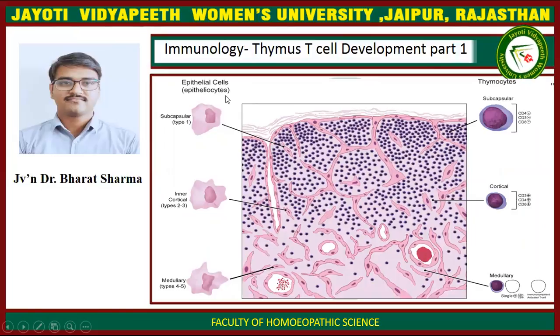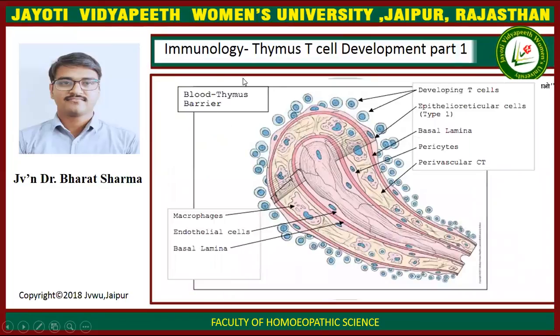This is a microscopic diagram of epithelial cells. Here you can see too many neutrophils. There is a diagram showing the blood-thymus barrier and developing T cells. It is epithelioreticular cells. These are basal lamina. This is the pericytes and this is perivascular connective tissue.